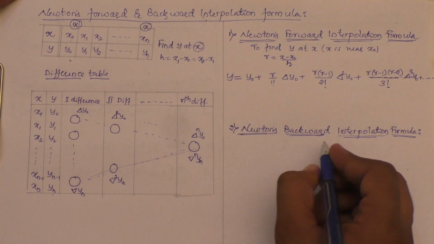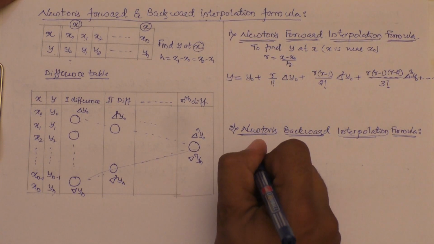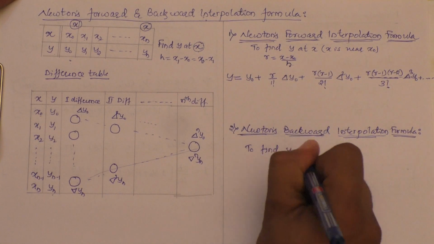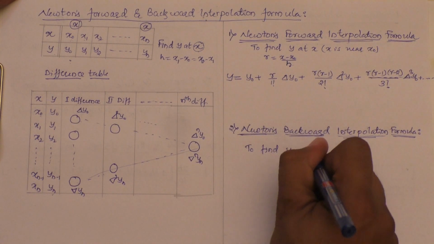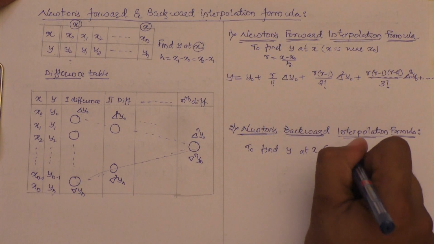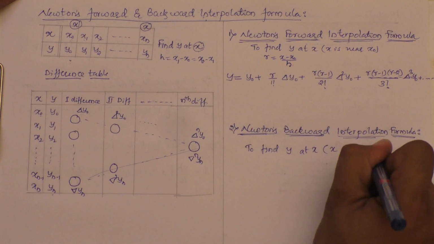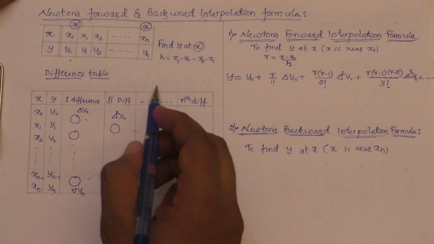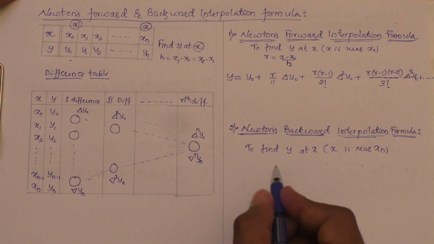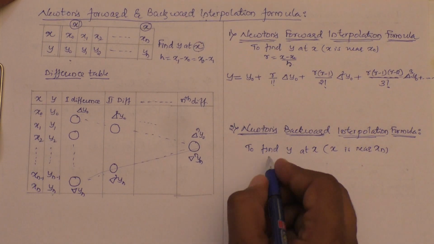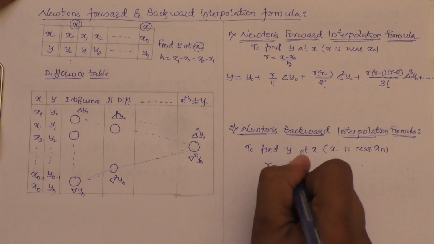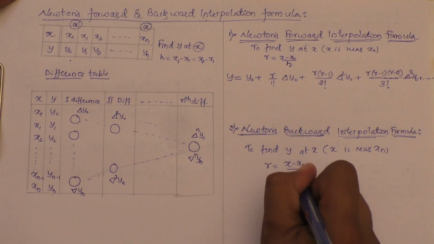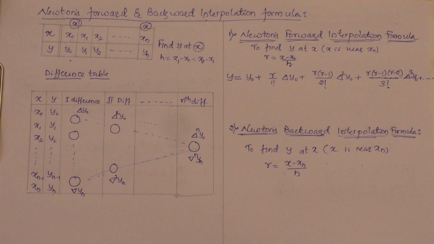So now again, we are finding y at x, where x is near xn, near the last value. If x is near the last value, you need to apply this result. Here you need to find r, which means x minus xn by h. This is the r value.